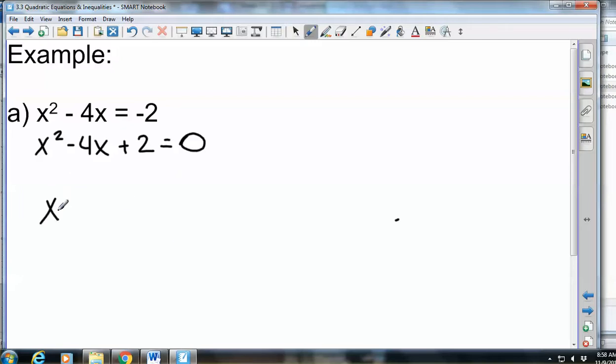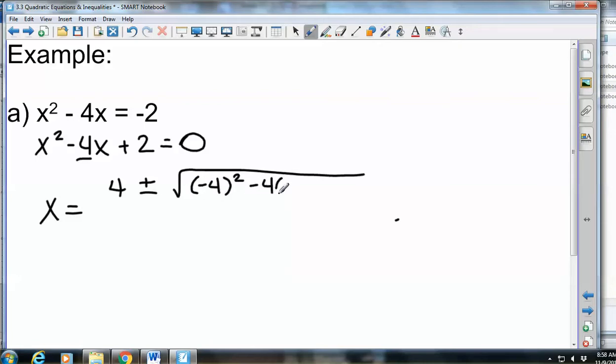So quadratic formula: x equals opposite of b, so the opposite of -4, 4, plus or minus the square root of b squared minus 4 times a times c, all over 2a.